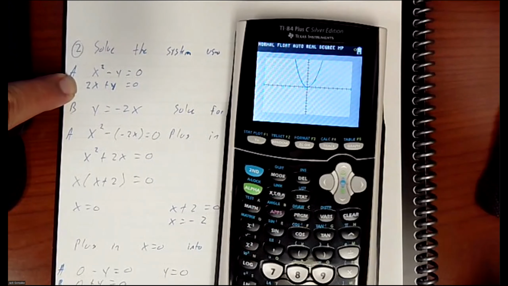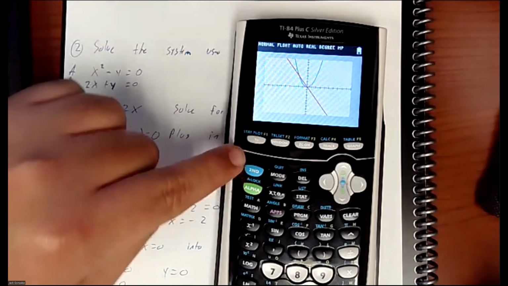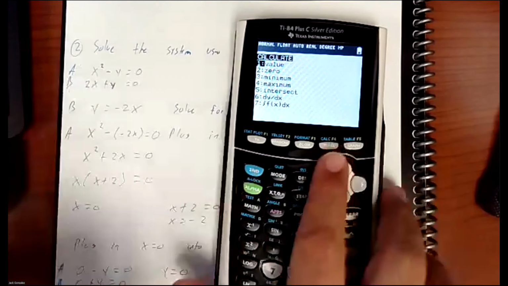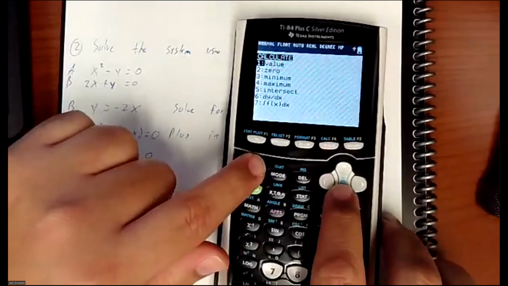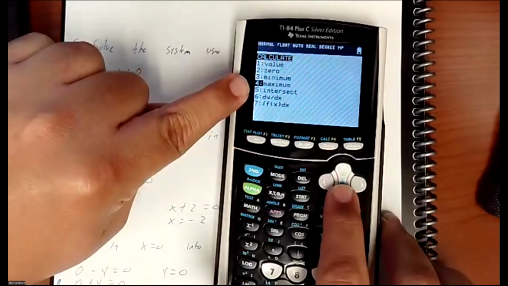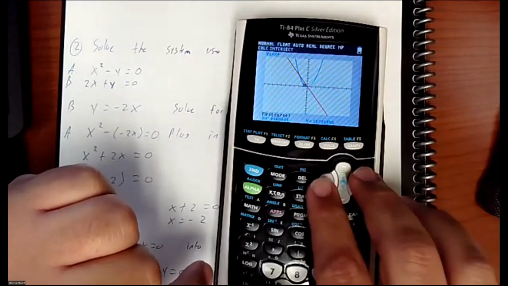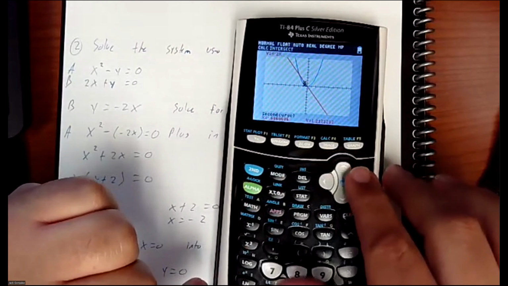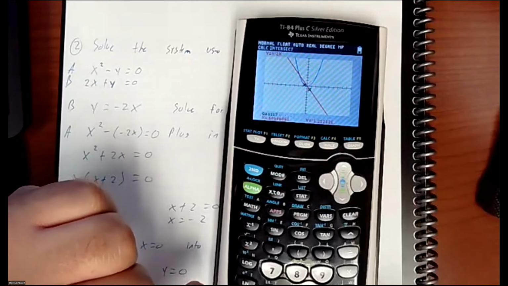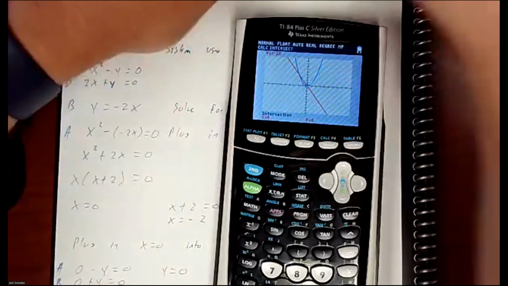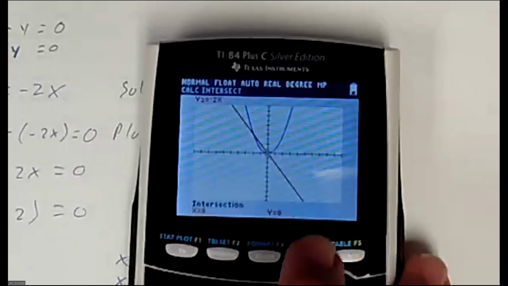You could use a calculator to find the intersection points if you wanted to. If you hit second trace, there's some buttons here called intersection. So you just pick close to the intersection point and then go to this other graph and pick close to it as well. And it'll tell you the intersects at 0, 0. I don't know if I can zoom in or not. See what I mean?